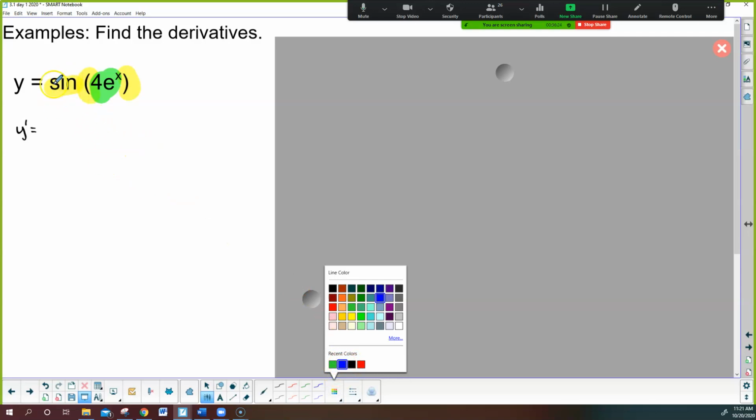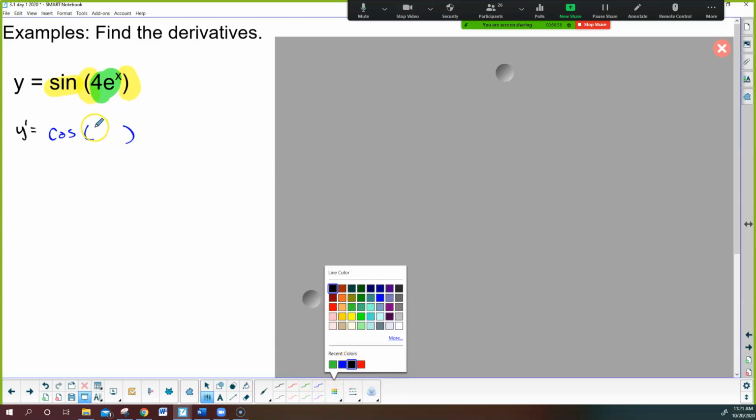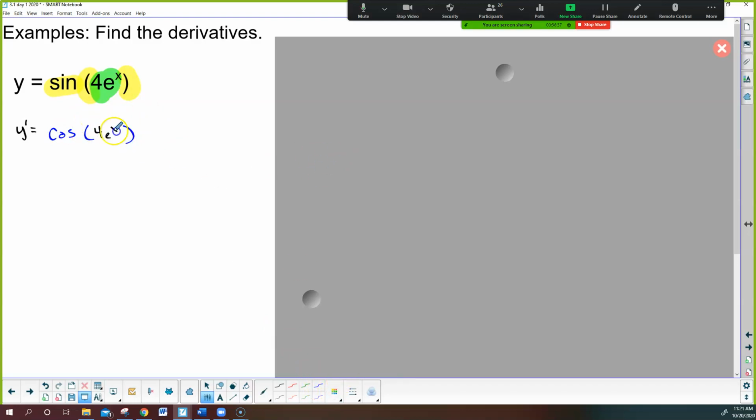All right, let's take a look. So the outside function is sine. I'm going to take the derivative of the outside. So the derivative of sine is cosine. We're going to keep the inside exactly the way it is. And then I'm going to multiply by the derivative of the inside. Well, the derivative of 4e to the x, 4 is just a multiplier, so that's going to stay. And the derivative of e to the x is e to the x.